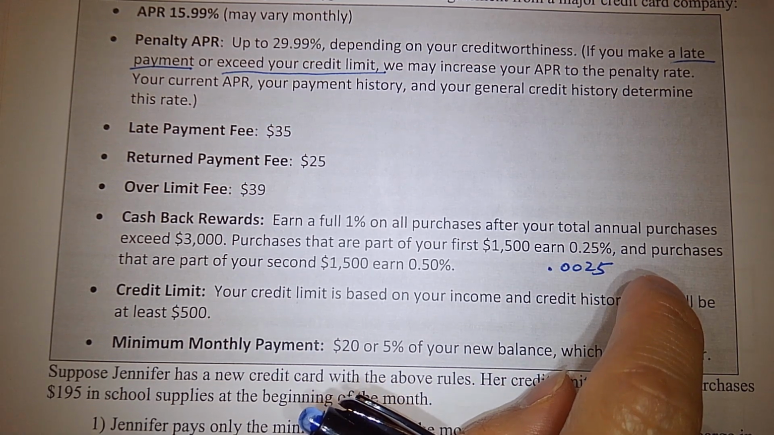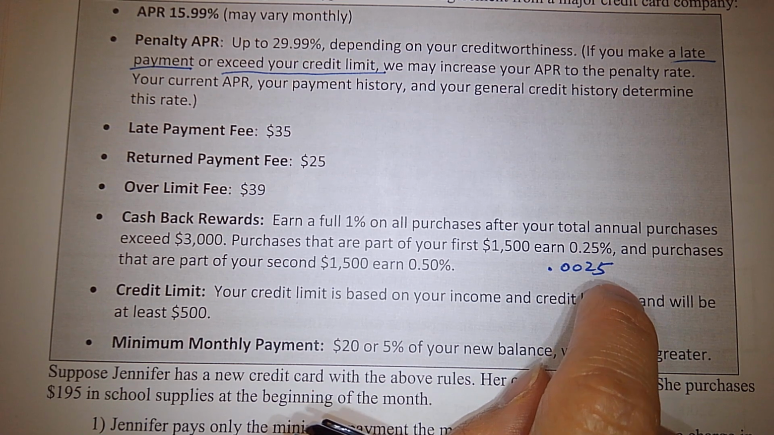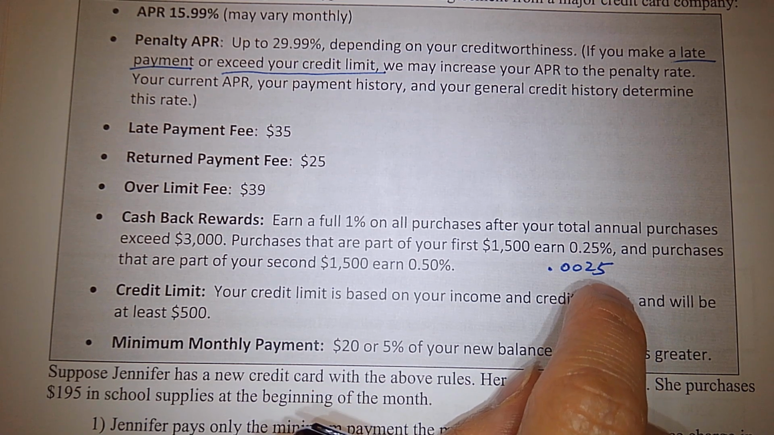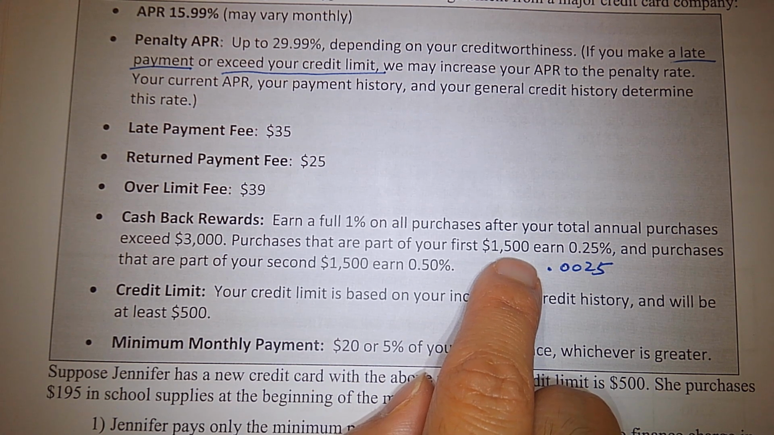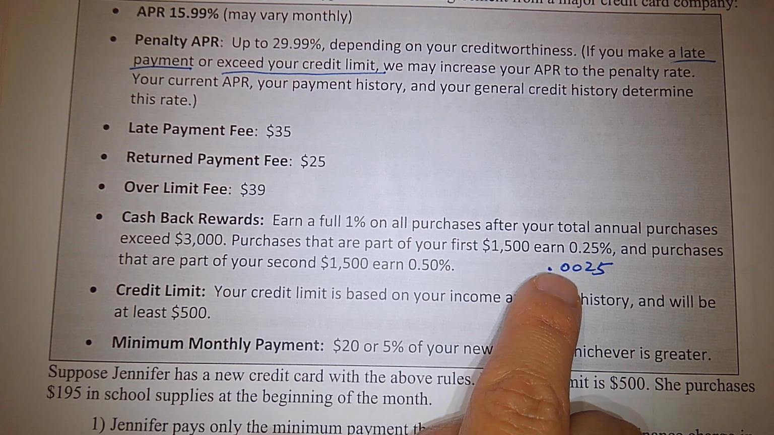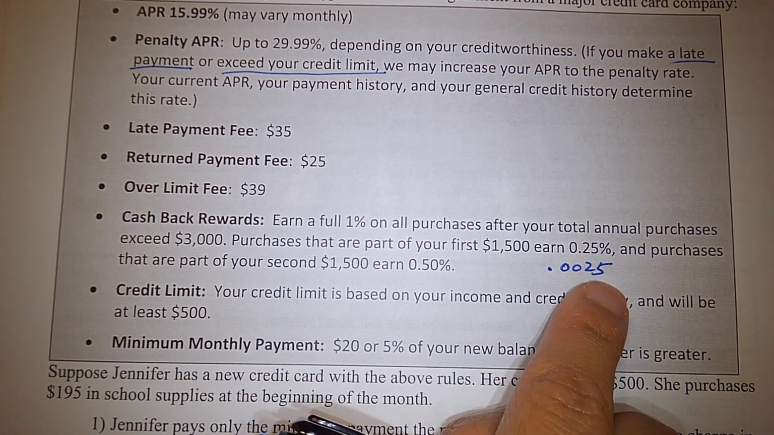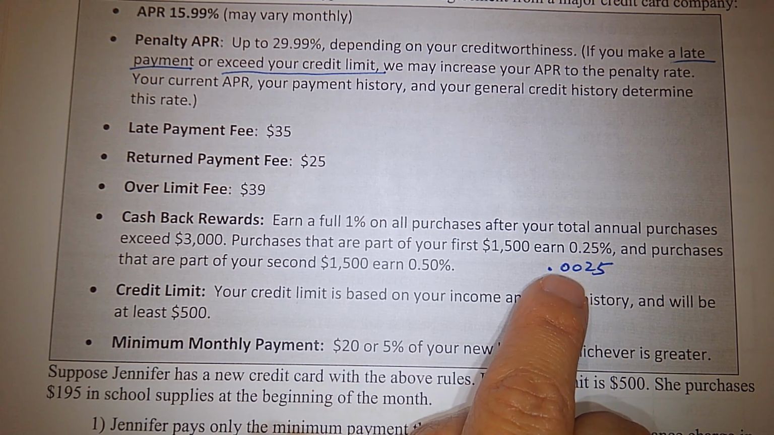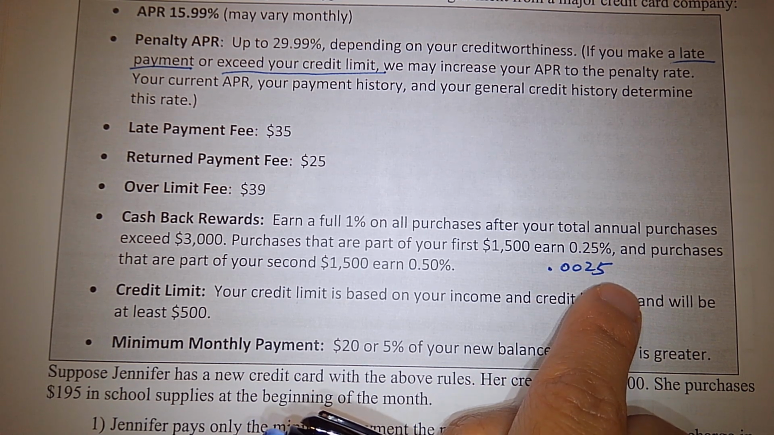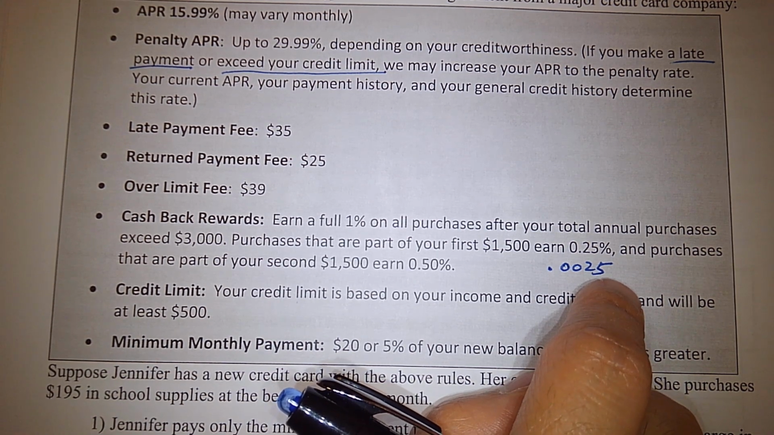I'm using $100, but it doesn't mean every time you spend $100. You may spend a different amount of money. But for the first $1,500 accumulated, for every dollar you purchase, they will only give you $0.0025, which is 0.25 cents. Right? That's very tiny, very tiny.